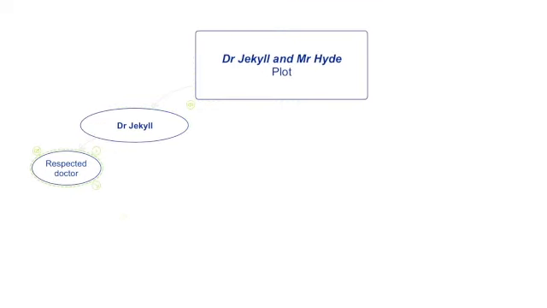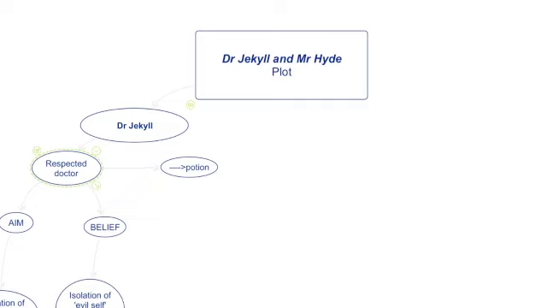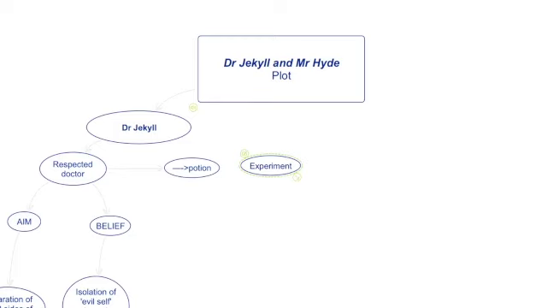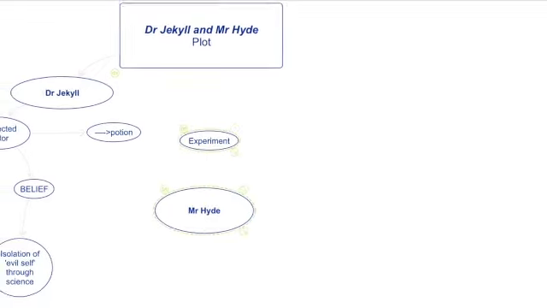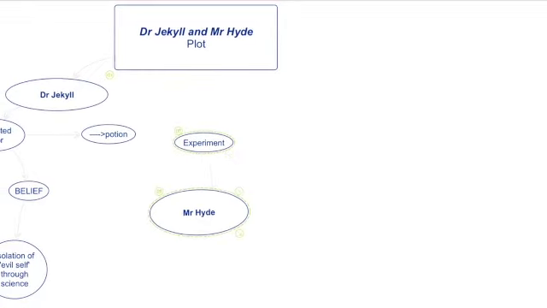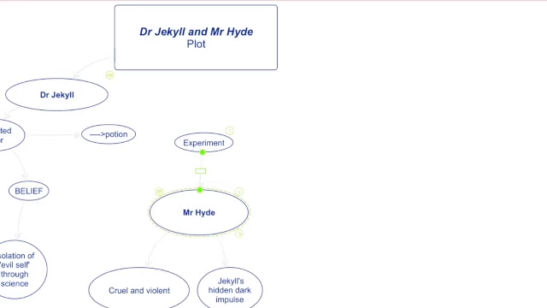Next to Dr. Jekyll, beside respected doctor, write potion with an arrow pointing right. This connects to the center bubble experiment, and below experiment, write Mr. Hyde. Under Mr. Hyde, add two more bubbles, cruel and violent, and Jekyll's hidden dark impulse.